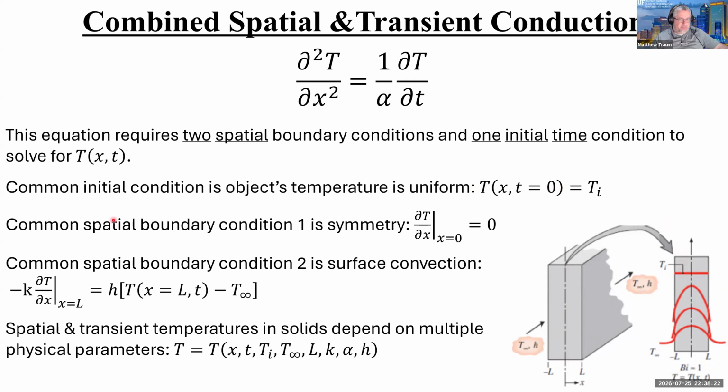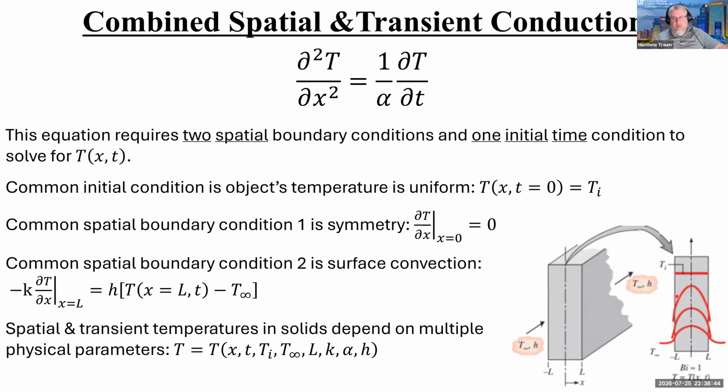A common spatial boundary condition is symmetry, right? So if I've got a plane wall and I've got the same temperature and the same convection coefficient on both sides of the plane wall, what that means is the center line of the wall is a line of symmetry. So the temperature profile is going to look the same on the left of that line as it does on the right of that line.